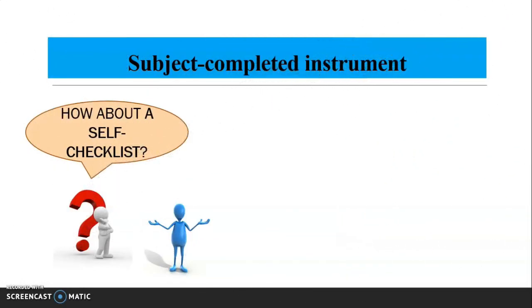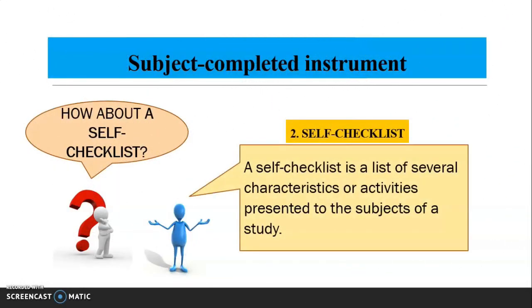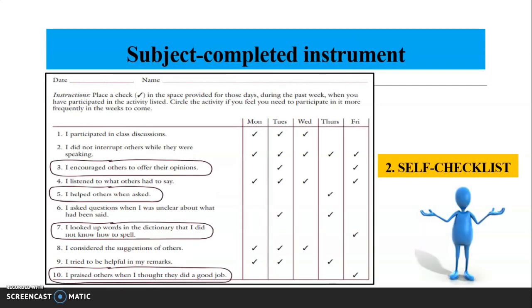How about a self-checklist? A self-checklist is a list of several characteristics or activities presented to the subjects of a study. This is an example of a self-checklist. The individuals are asked to study the list and then to place a mark opposite to the characteristics they possess or the activities in which they have engaged for a particular length of time.